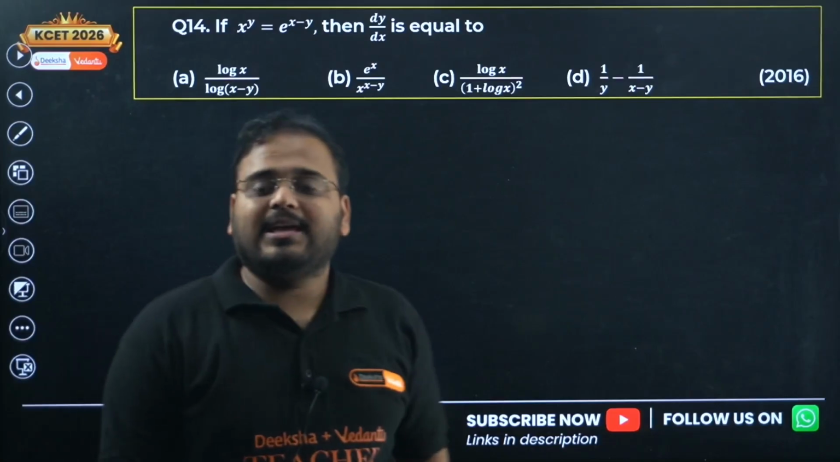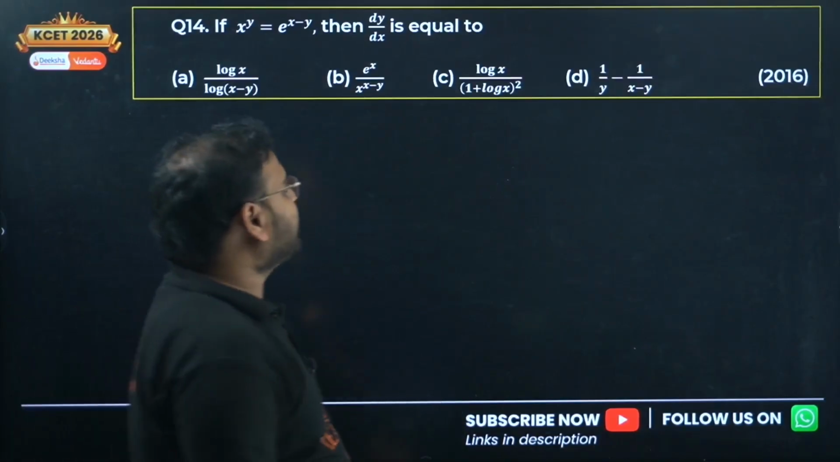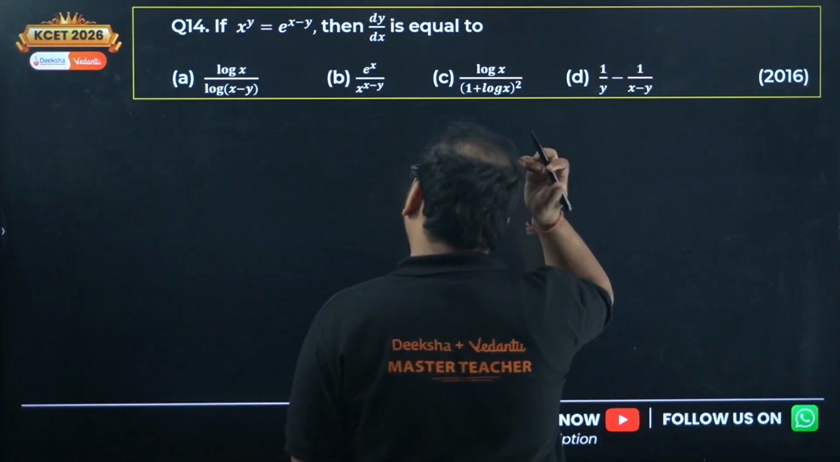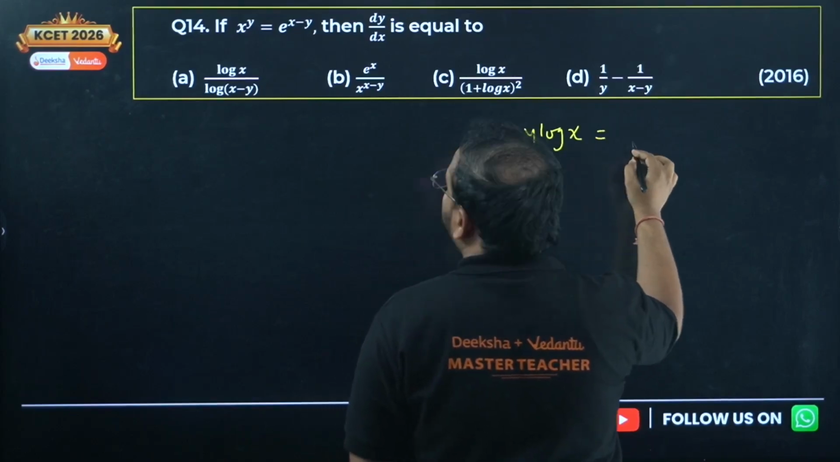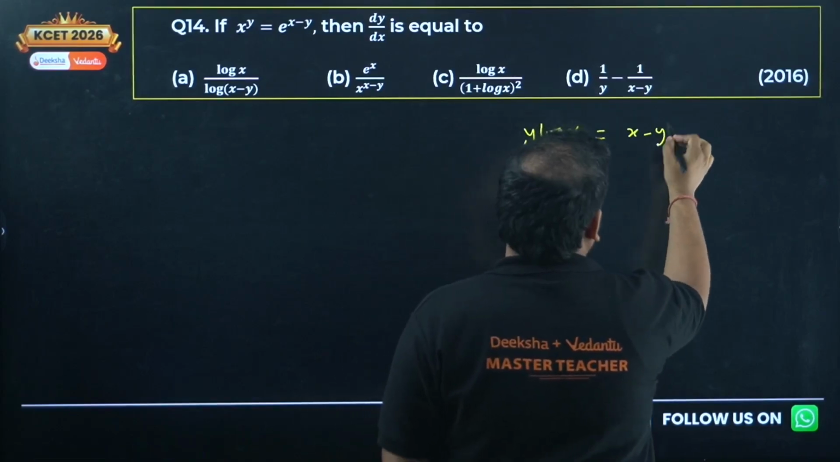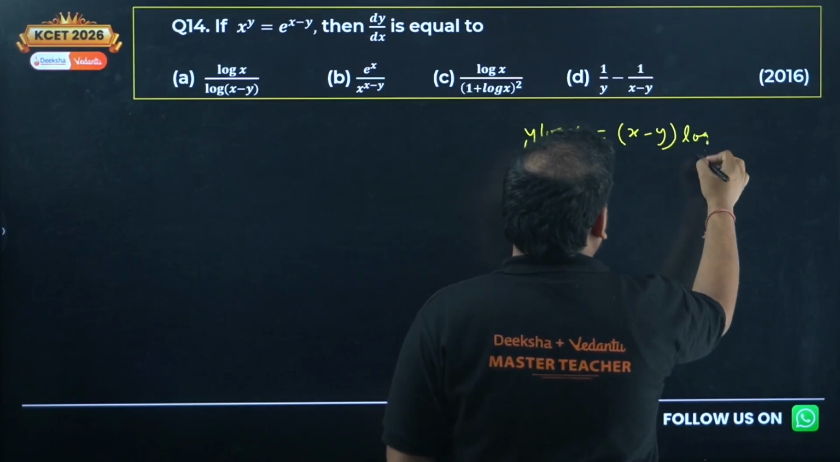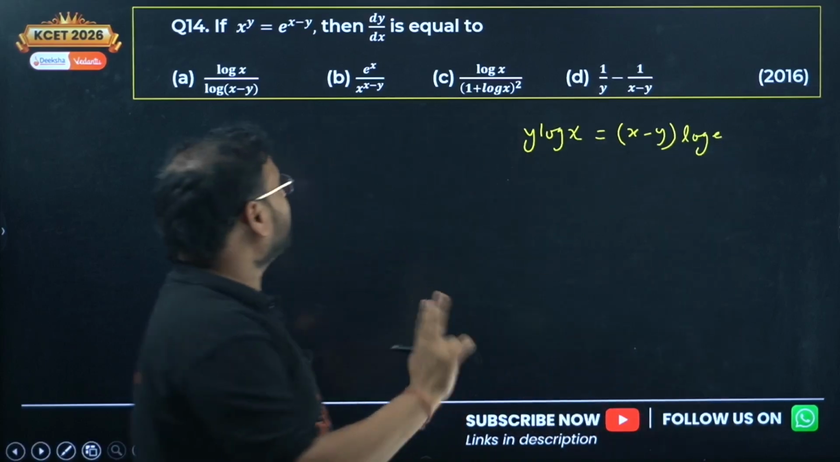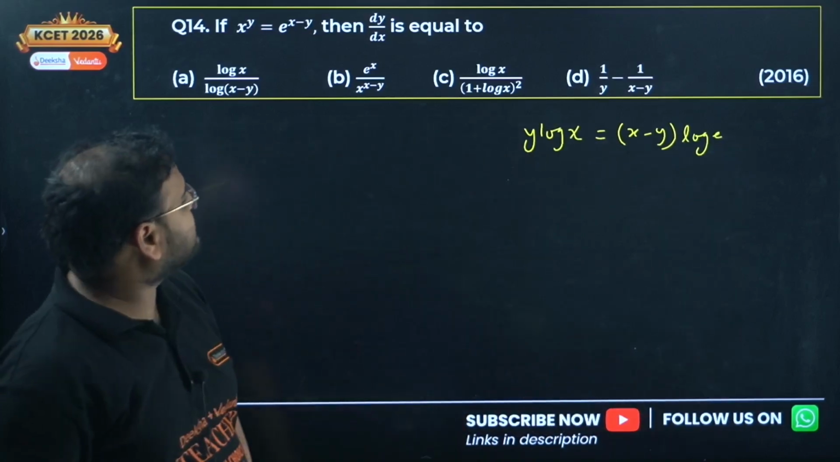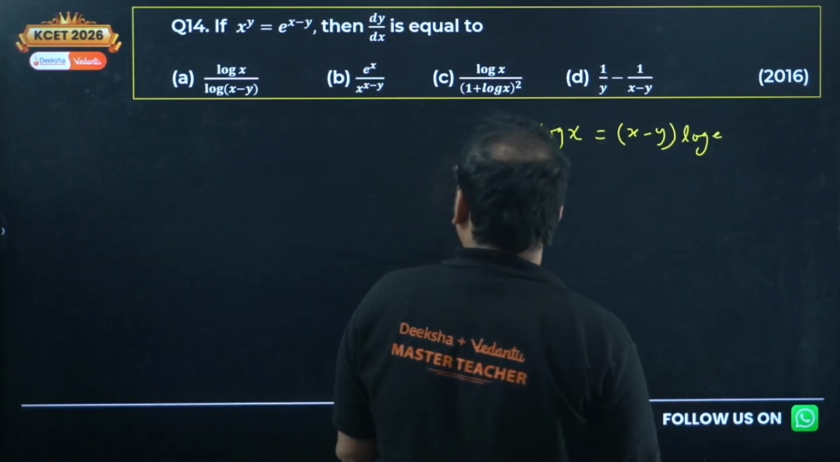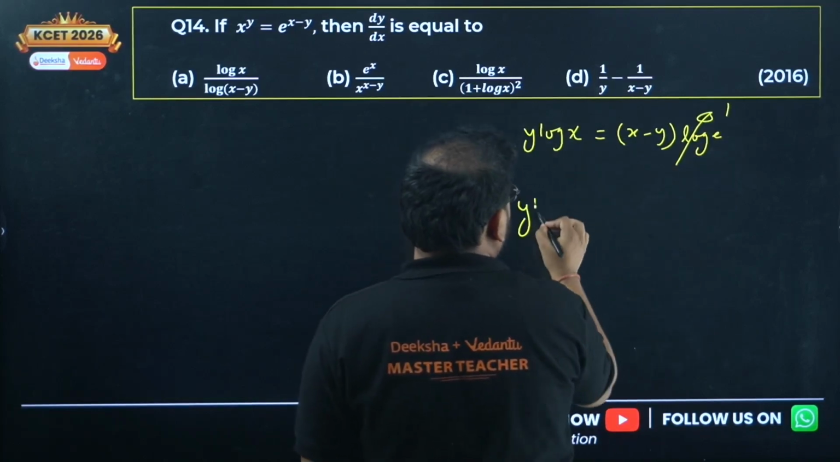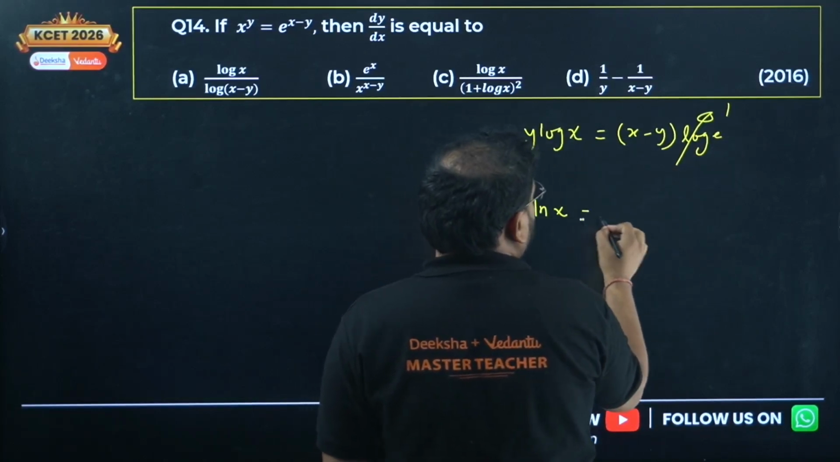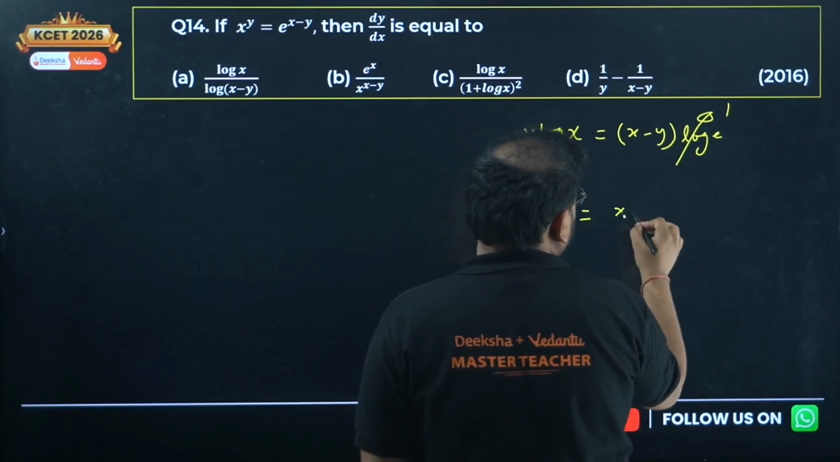Okay, x to the power y equals e to the power x minus y, and we are looking for the derivative. This is logarithmic differentiation. Applying log on both sides, we have y log x equals (x minus y) log e. Log of e is what? 1. So we get y ln x equals x minus y.